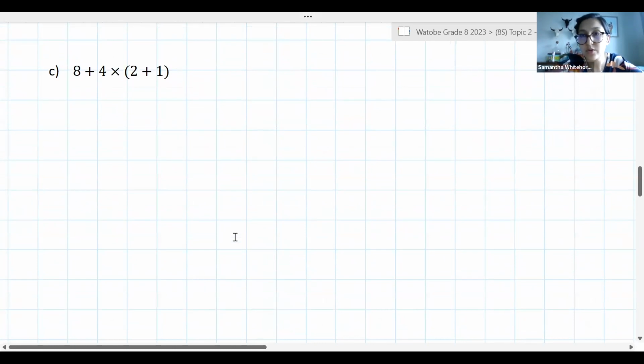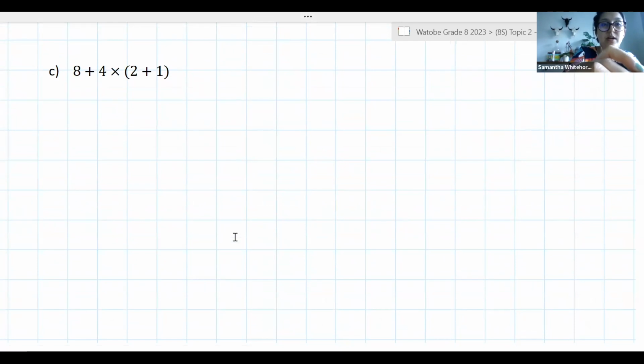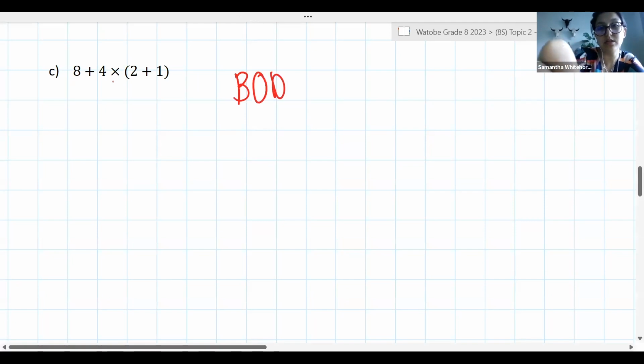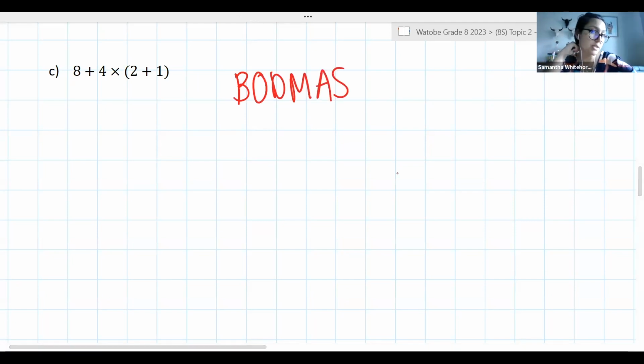Okay, so let's have a look at question C here. I'm going to write out BODMAS just so that we are constantly reminded by it. You can write BODMAS, you can write BEDMAS, whatever you want. I don't particularly mind. But this is important because the B of BODMAS tells me I need to deal with the brackets first. So I need to deal with this bracket over here first before I do anything else.